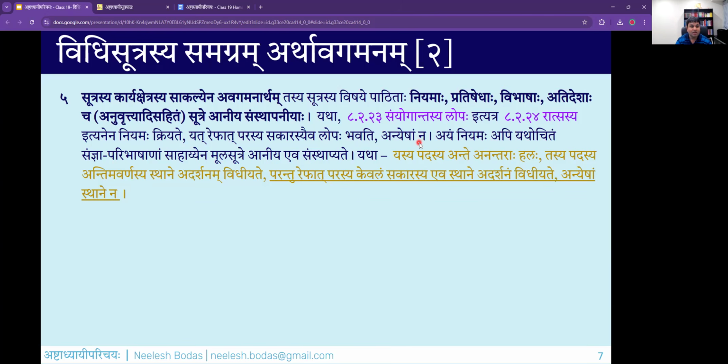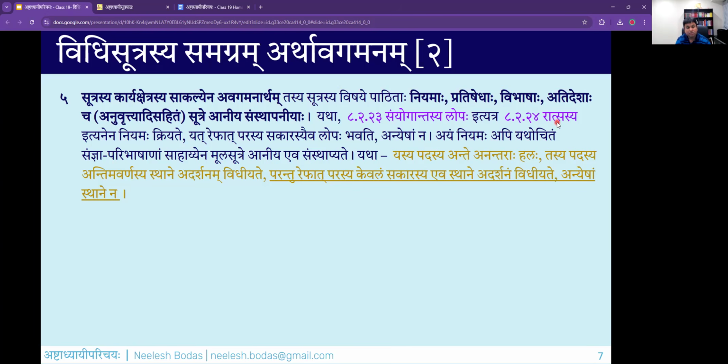The next Niyama says you are allowed to remove that last letter, but if the first member of that Sanyoga is R, Repha, then the last letter, that is the second letter of the Sanyoga, can only be removed if it is a Sakara, otherwise it cannot be removed. So this is a Ratsasya Niyama Sutra.